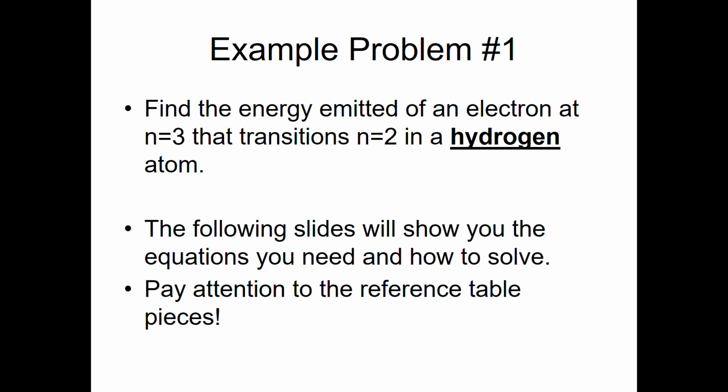So an example problem: find the energy emitted of an electron at N3 that transitions to N2 in a hydrogen atom. Following slides will show you how to do this.